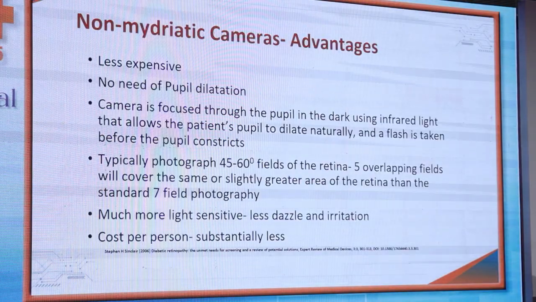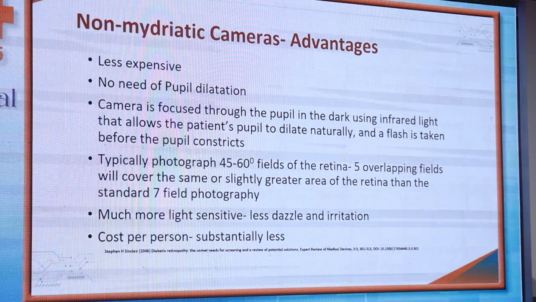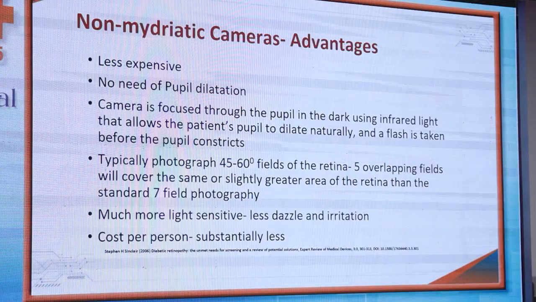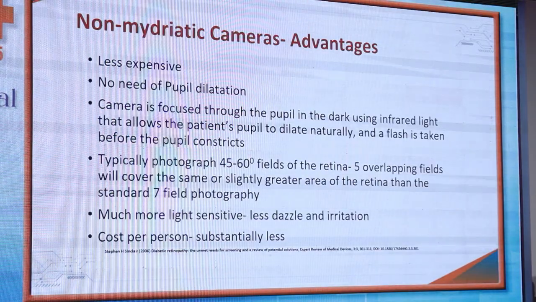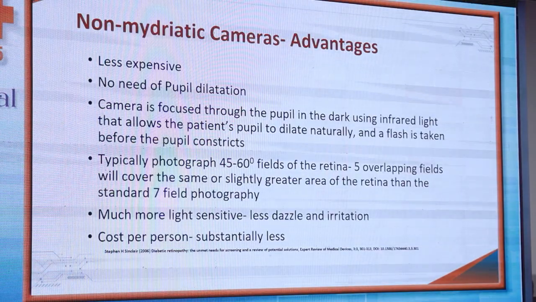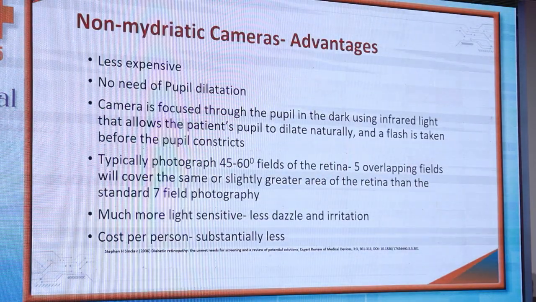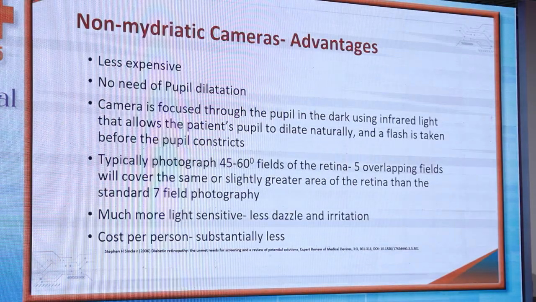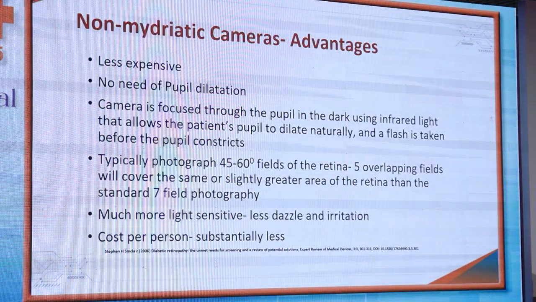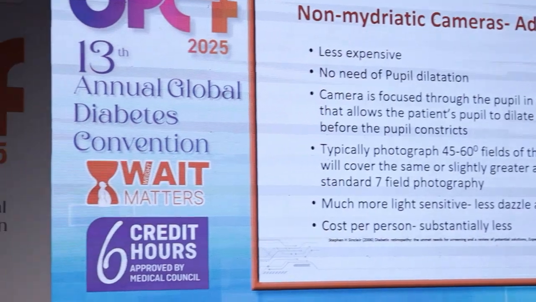I will show you some of the advantages. Because it is non-mydriatic, you need not dilate. Less expensive. The camera is focused through the pupil in the dark using infrared light that allows the patient's pupil to dilate naturally, and a flash is taken before the pupil constricts. Typically, photographs of 45 to 60 degree fields of the retina, 5 overlapping fields, will cover the same or slightly greater area of the retina than the standard 7 field photography. So it is 5 field photography rather than the standard 7 field photography, but still you are able to discover a lot of major complications in the main areas. It is much more sensitive to the light, and cost per person is substantially less.